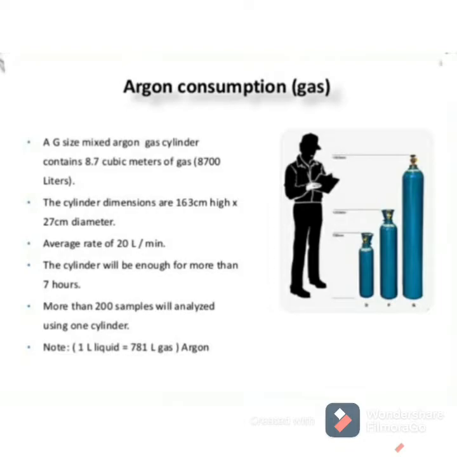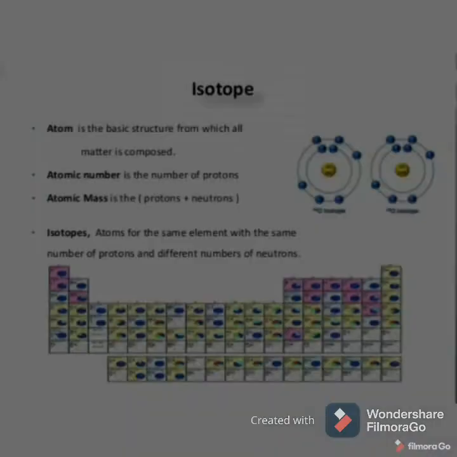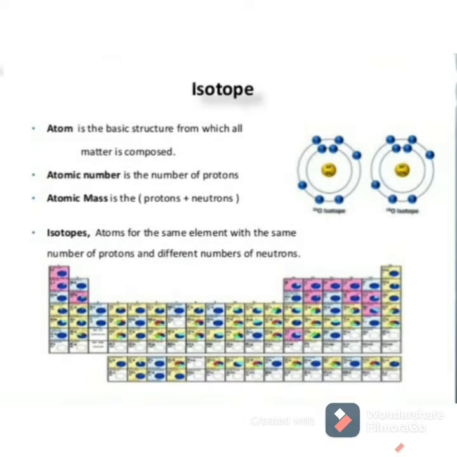If we are using one cylinder, we can use it for 7 hours, maybe more, because in ICP-MS the run time is very short, maybe 2 minutes, and it differs depending on the product and the method. Different products and different methods have different run times.